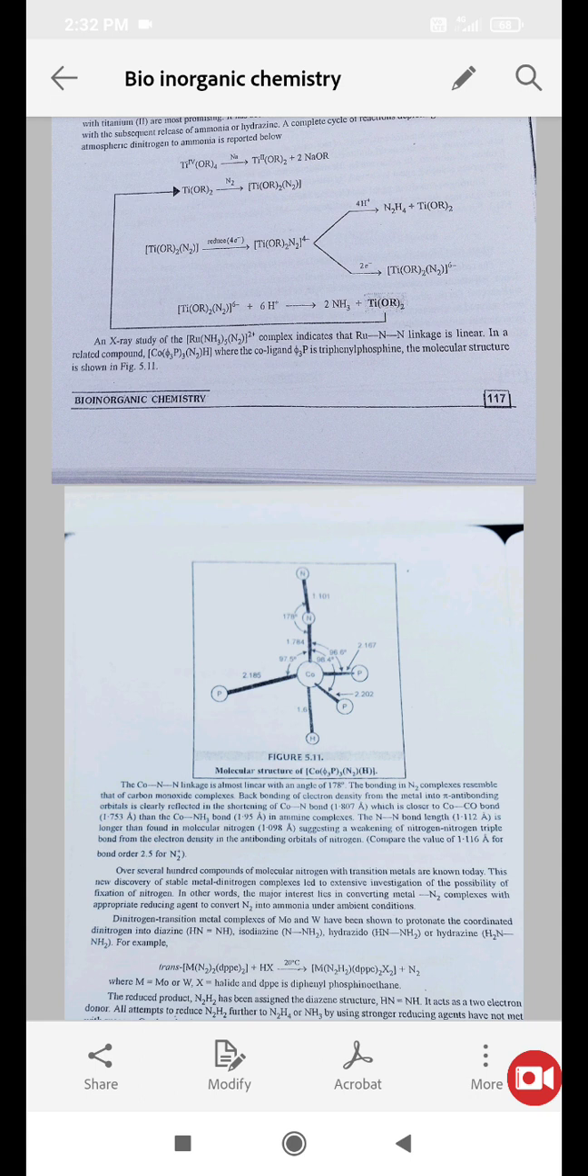In this reaction, the reduced product has been assigned a diazene structure, HN double bond NH. It acts as a two-electron donor. All attempts to reduce it further to N2H4 and NH3 by using a stronger reducing agent have not met with success. On the other hand, dinitrogen metal complexes with monodentate co-ligands have successfully been reduced to give ammonia.